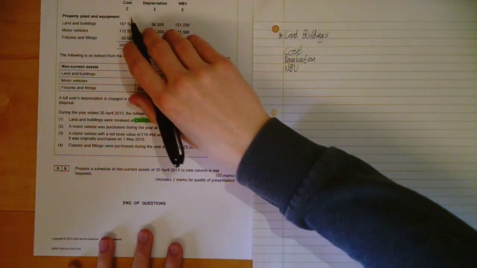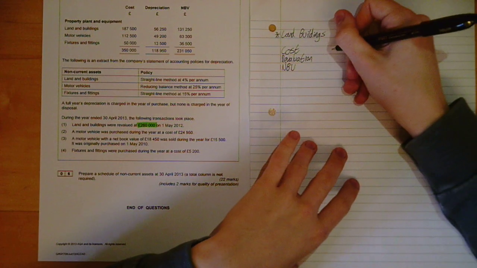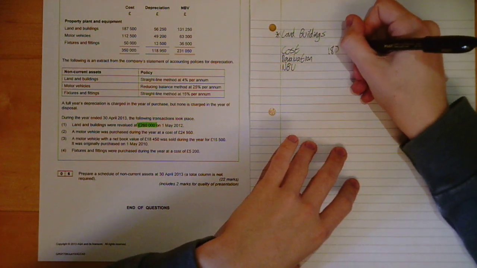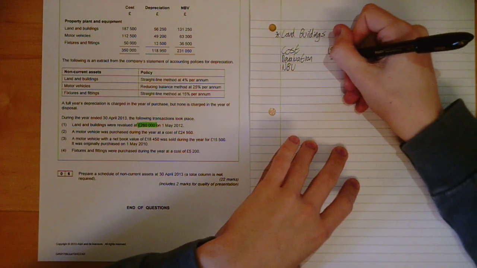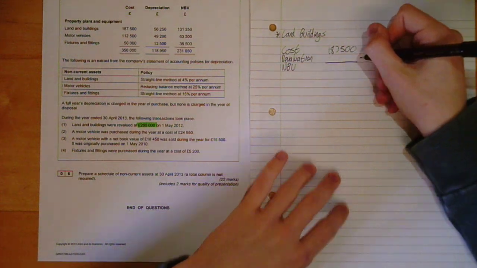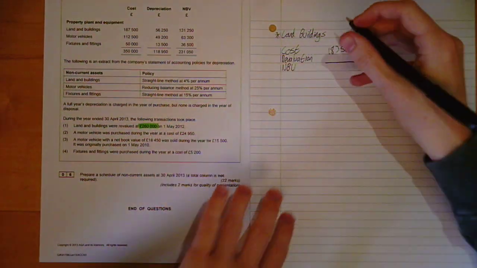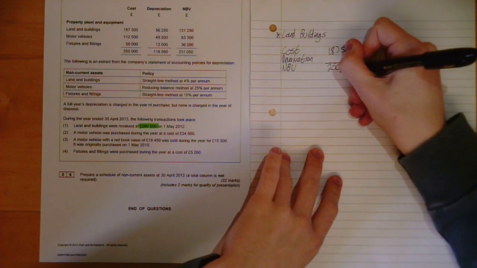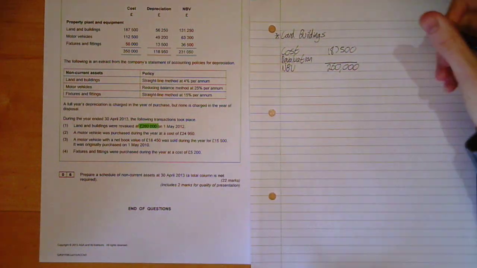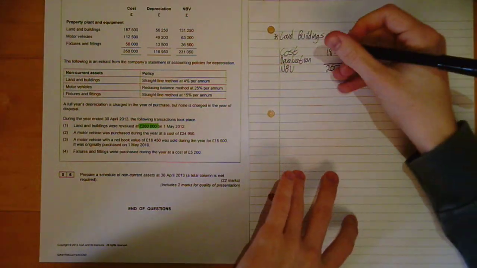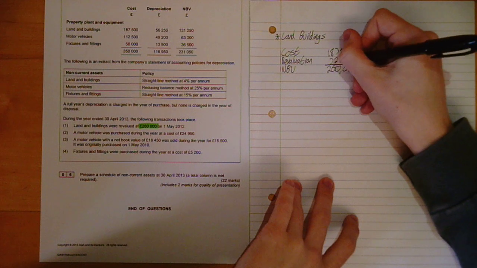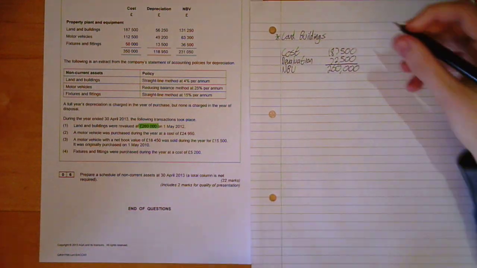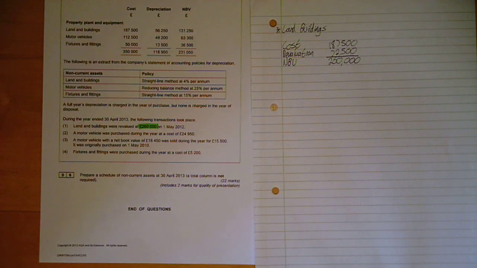So the cost at the start of the year was $187,500. Don't know the revaluation yet, but we do know the net book value is now $260,000. So basically you've got to work out the difference, which comes to $72,500. So what I'm going to do is I'm just going to put that straight in.